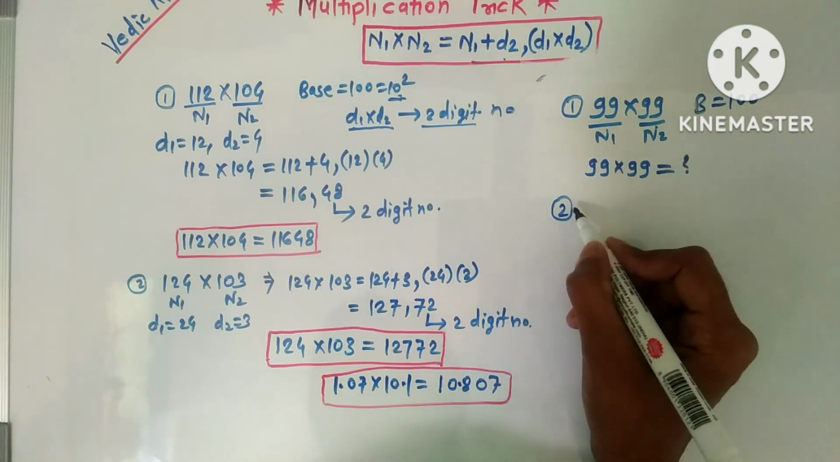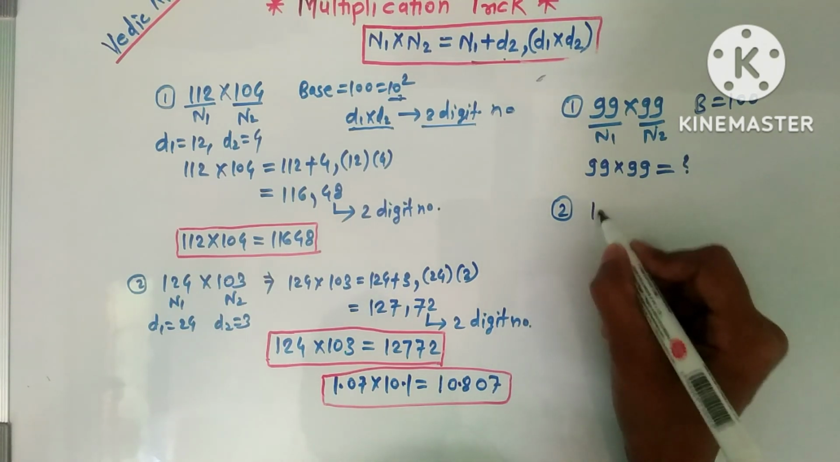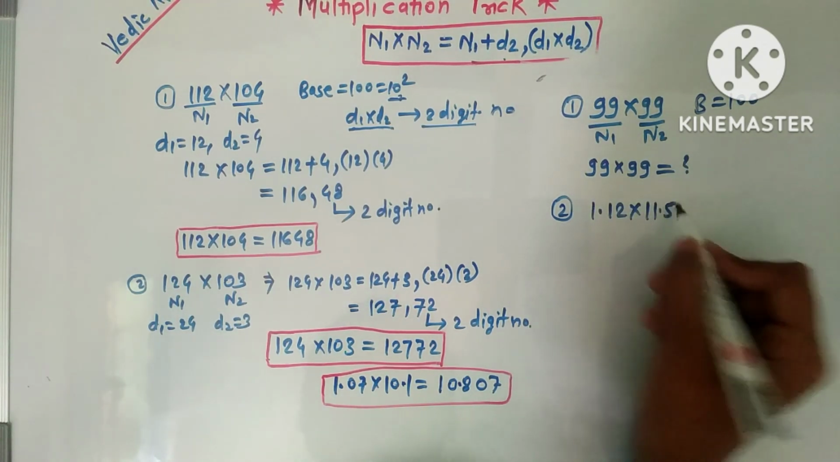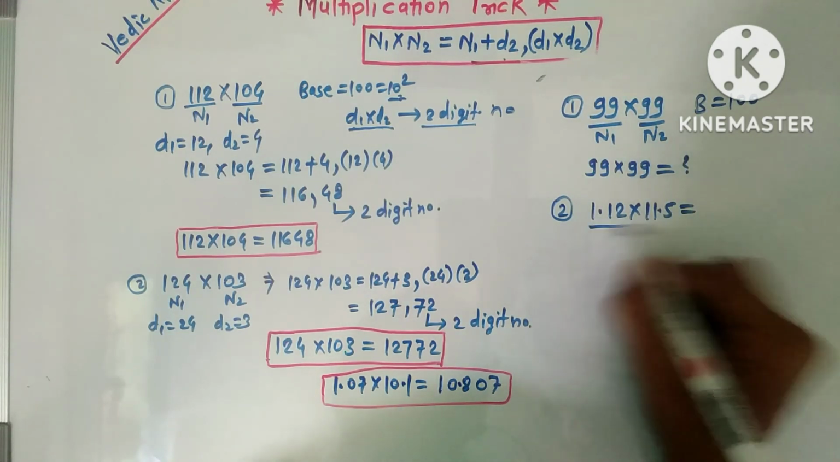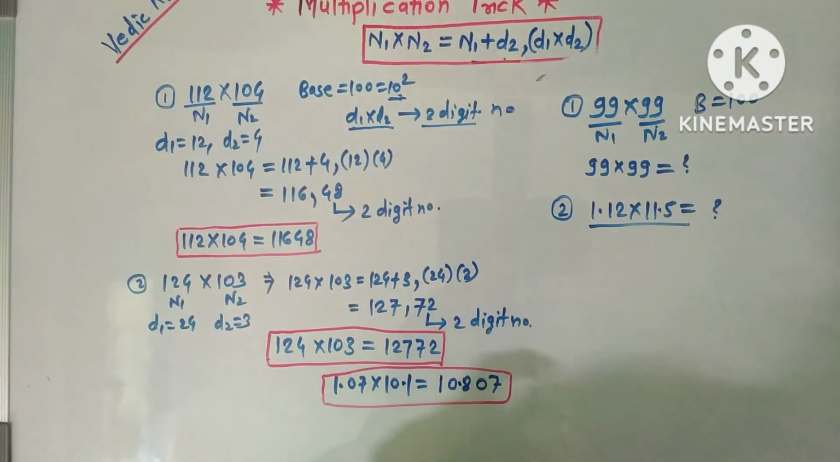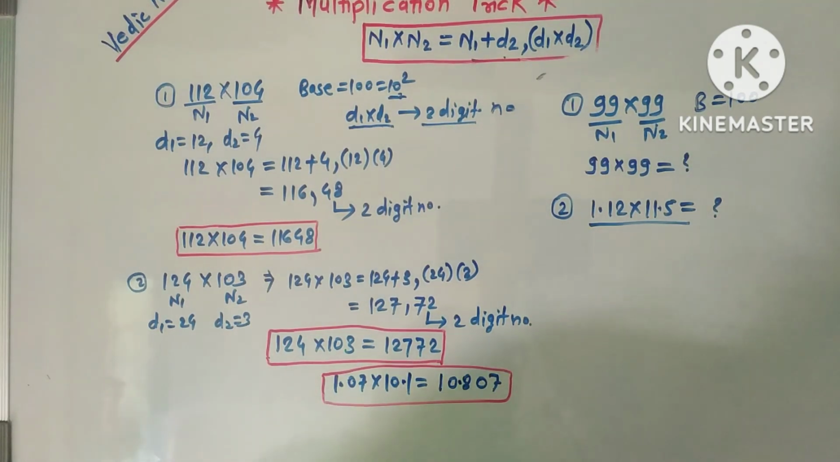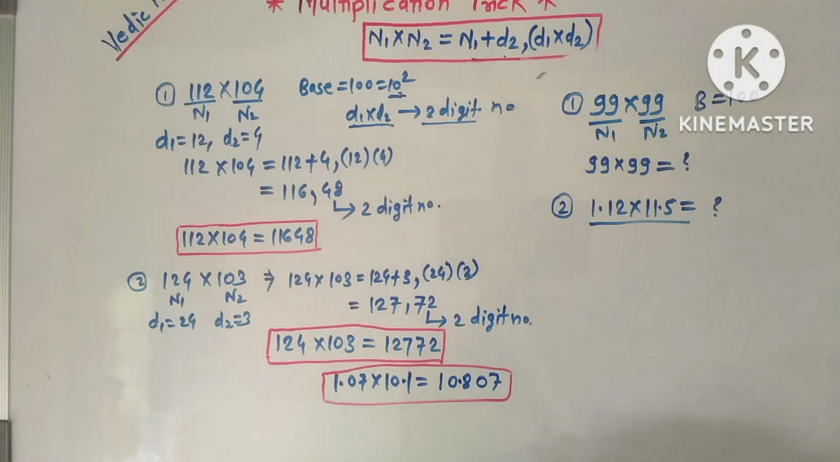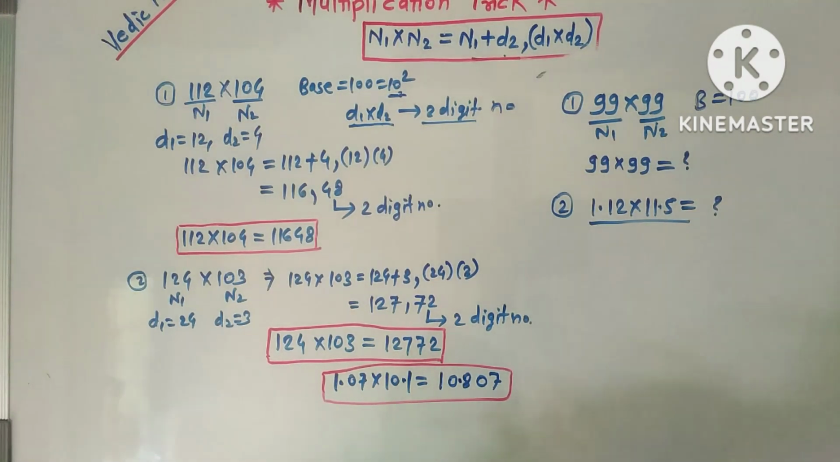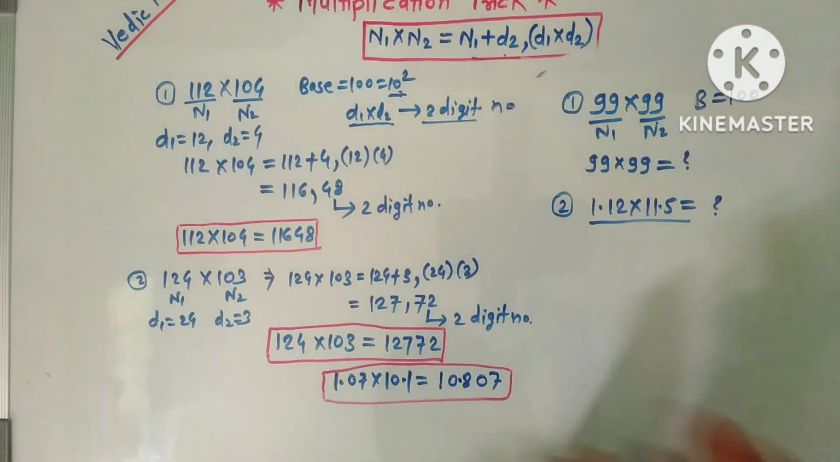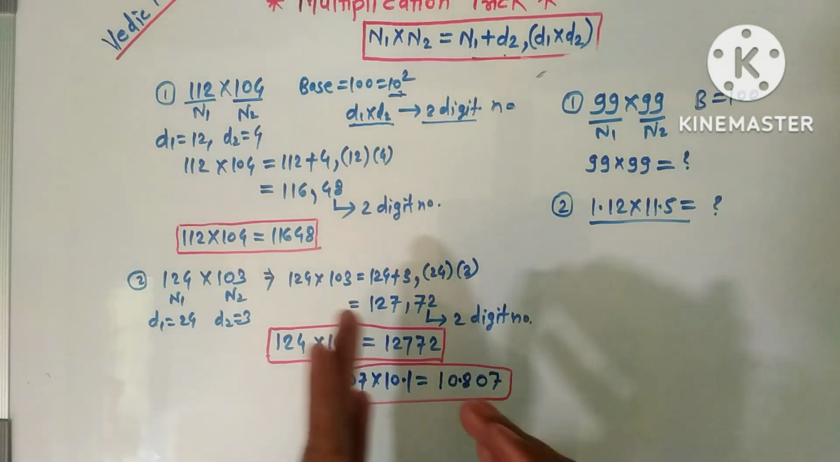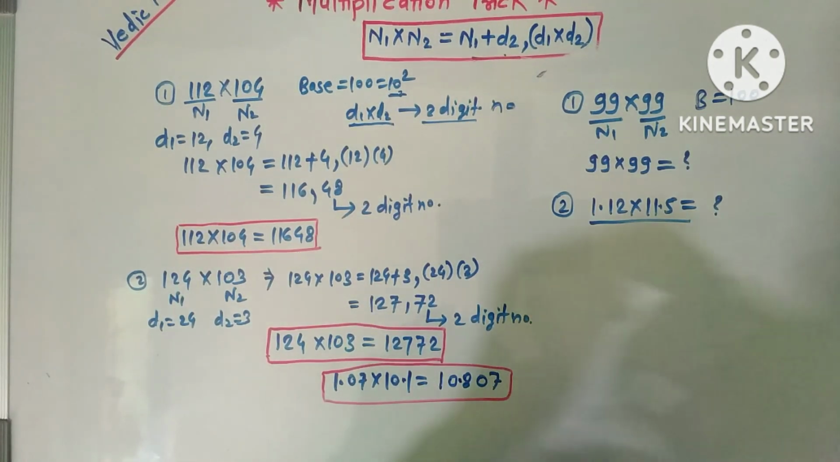You can comment and take one more example, 1.12 into 11.5. So find the answer of this product and say the answer in the comment box. So in this way we will use short tricks for multiplication, which are very useful in competitive exams where we have very little time. We know all the things there, but we have very little time. So after practicing you will get perfection and you can calculate easily by using this short trick of Vedic mathematics.